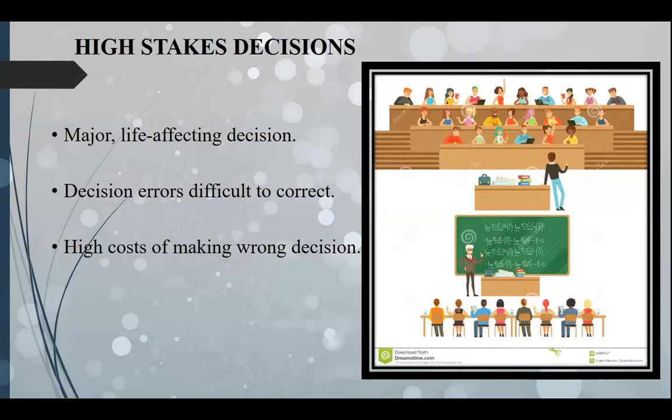High-stakes decisions. These decisions are really important decisions that affect the students' lives. What I mean is that if we make the wrong decision, the cost will be high, and the error is difficult to correct. In this example, we have, for example, deciding which student will or will not pass the course of the semester.